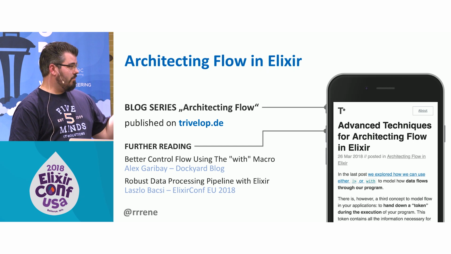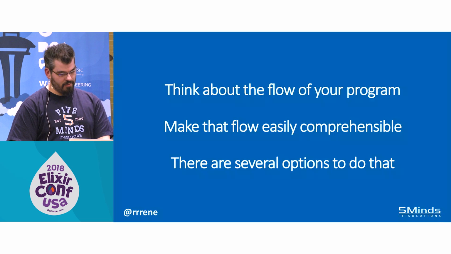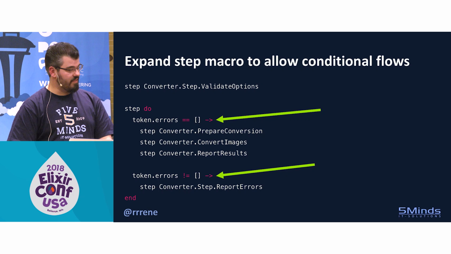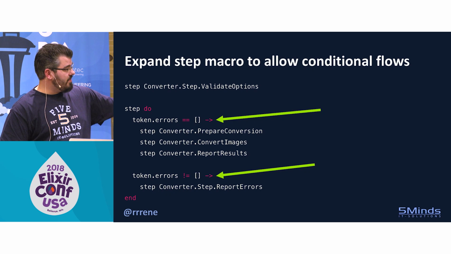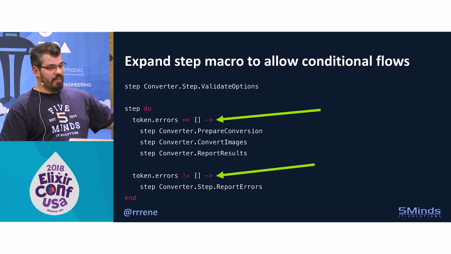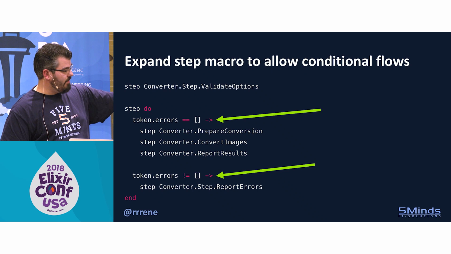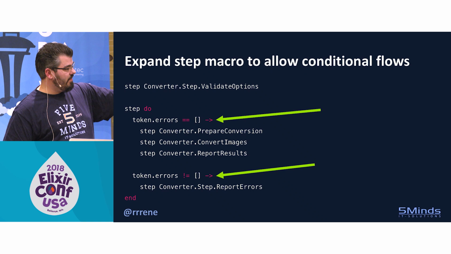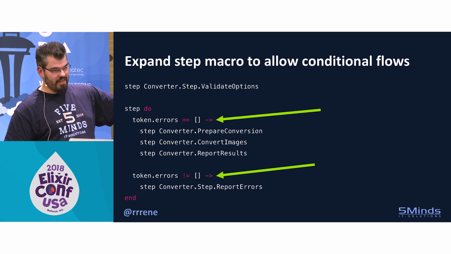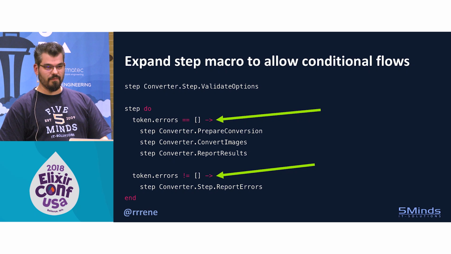Yes, so in the blog series, there's an article which shows exactly that, which goes back to basically this, because what this really is, the condition token.errors equals an empty list, is actually an option to every step macro below it, like step, converter, prepare conversion, and then if colon that. And you will see in the blog post how that works. Great, thank you.